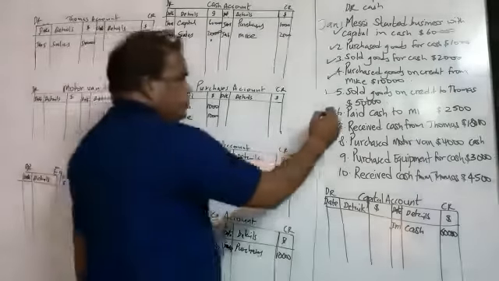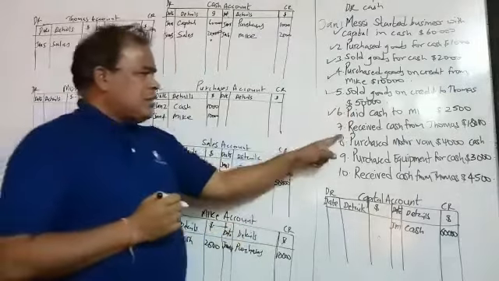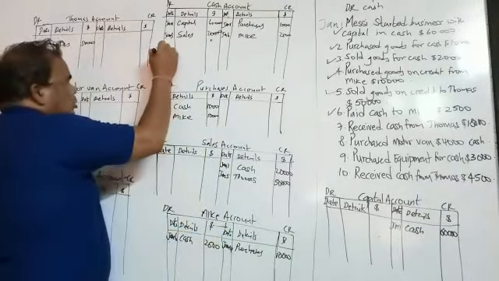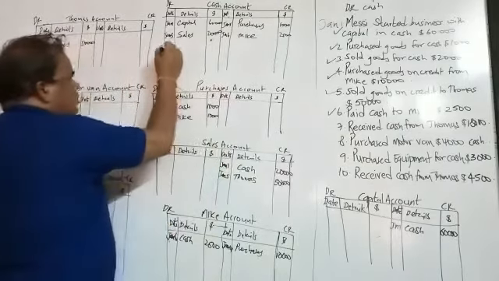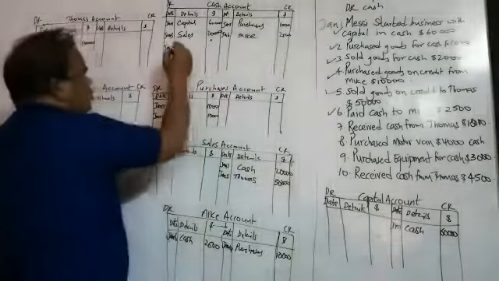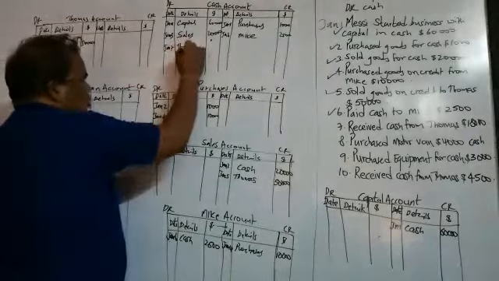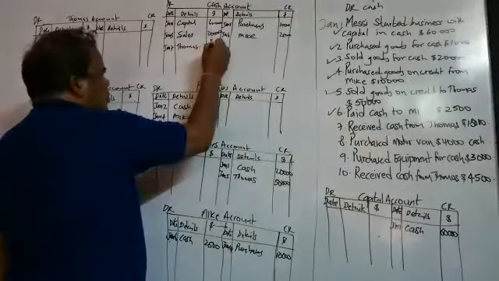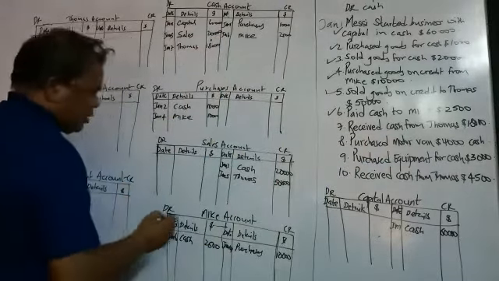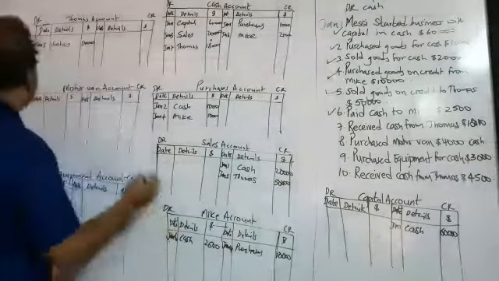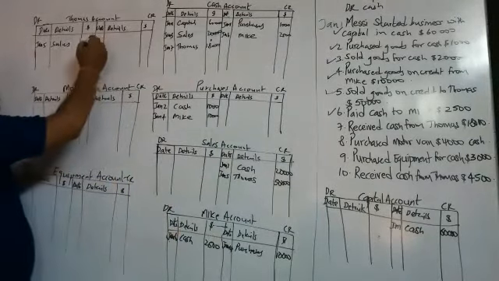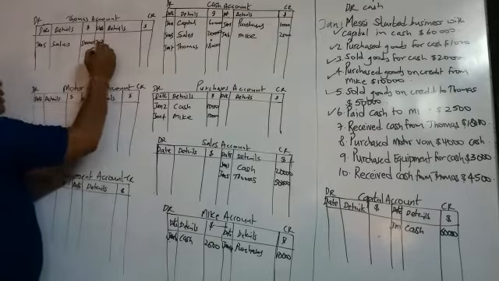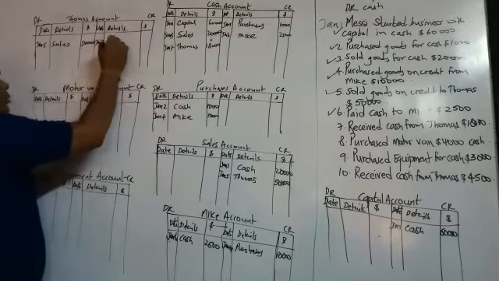Then this one, receive cash from Thomas. Debit cash, January 7. We write down Thomas, 18,000. Receive cash from Thomas. Debit cash, credit Thomas. Where is Thomas's account? Credit Thomas, January 7, we write down cash $18,000.